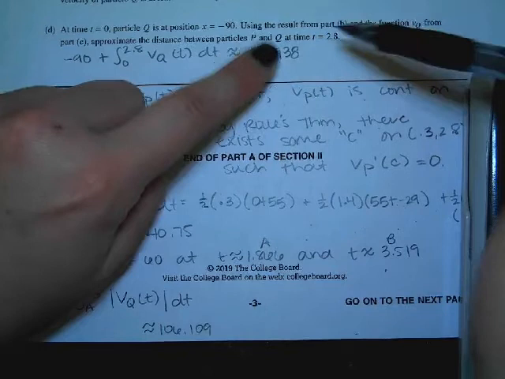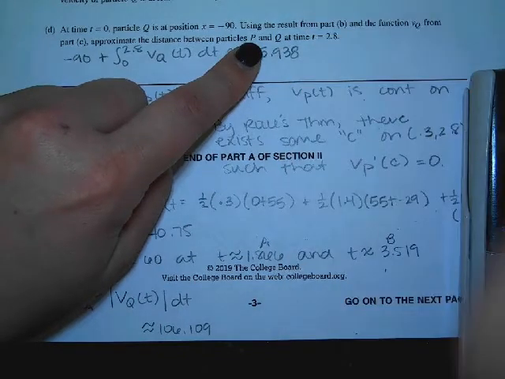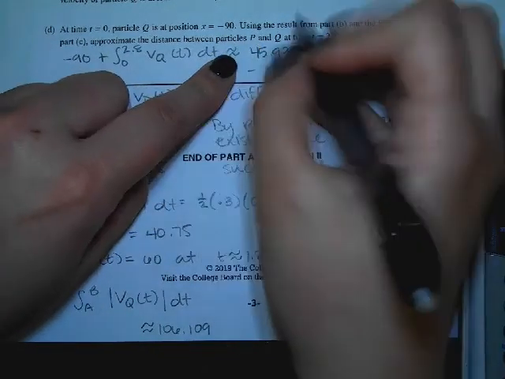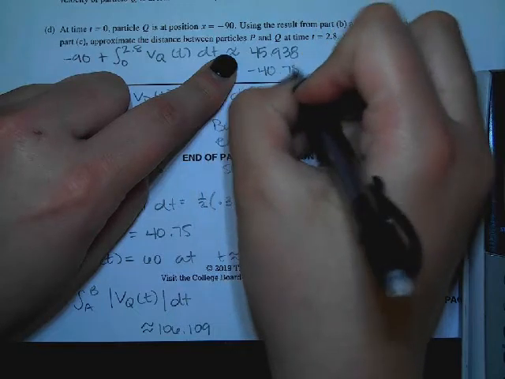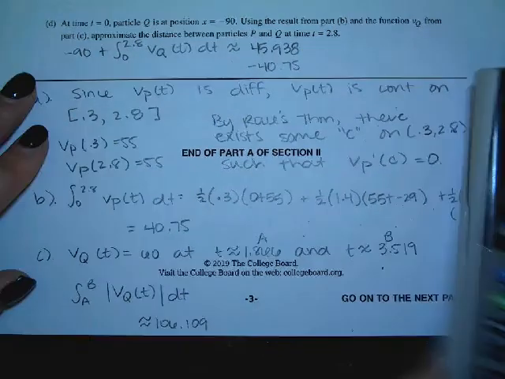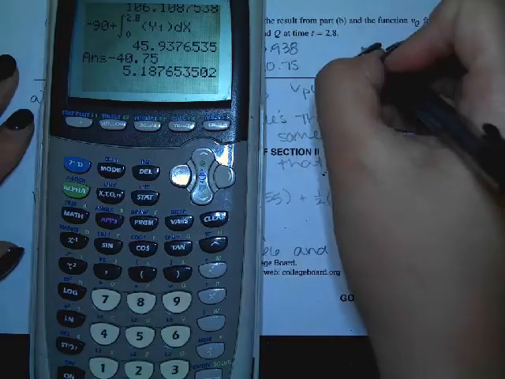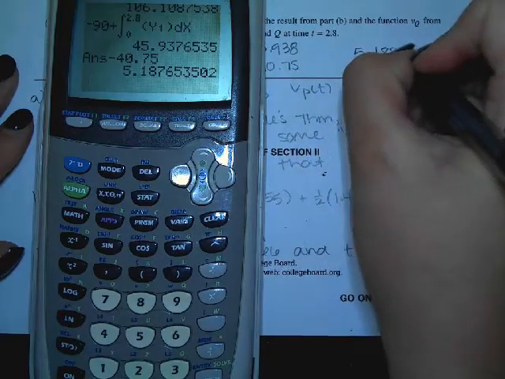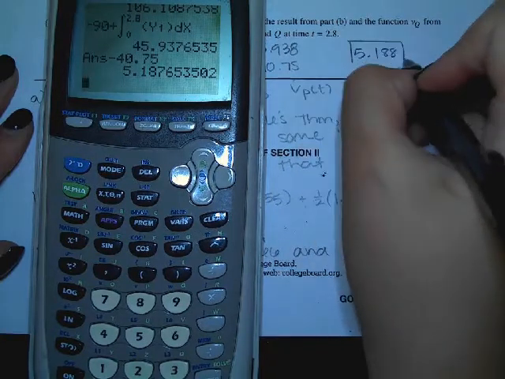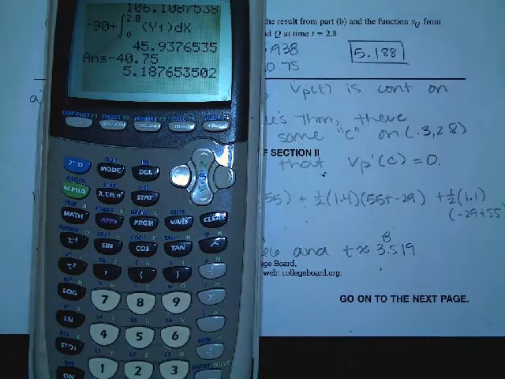And then particle P, this is the answer from part B. So I'm going to take that, I'm going to subtract off 40.75. Was it 40? Yeah, it was 40.75. And I get 5.188 as the distance between the two particles at that moment in time.